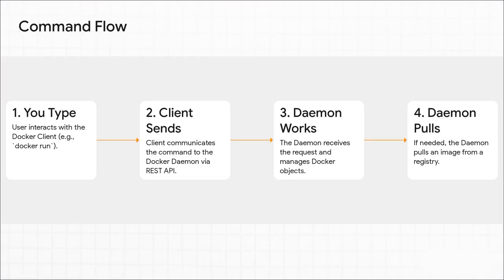The whole flow is actually pretty straightforward. You type a command, like docker run. Your client zips that command over to the daemon. The daemon gets the request and says, okay, what do I need to make this happen? If it's missing a piece, it'll go and pull it from a registry, like Docker Hub.